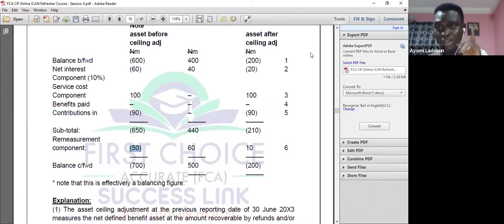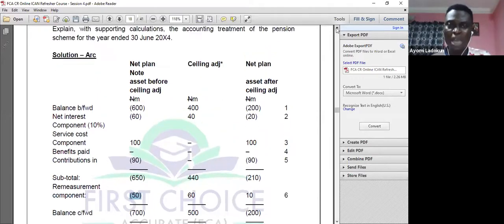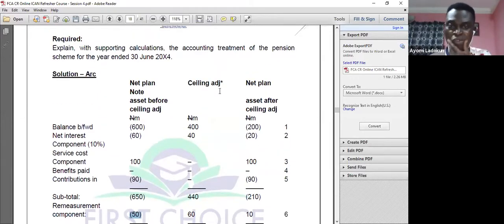That is understood. Everybody can do that one. So what now happens to the asset ceiling? Normally I can only recognize 200. Can you see it here? That's my 200. The difference between 200 and my 600 is 400. That's why you have it there. Then you also calculate your interest component on it. So if you say 10% of 400 million, you have 40. 10% of 200, you have 20.